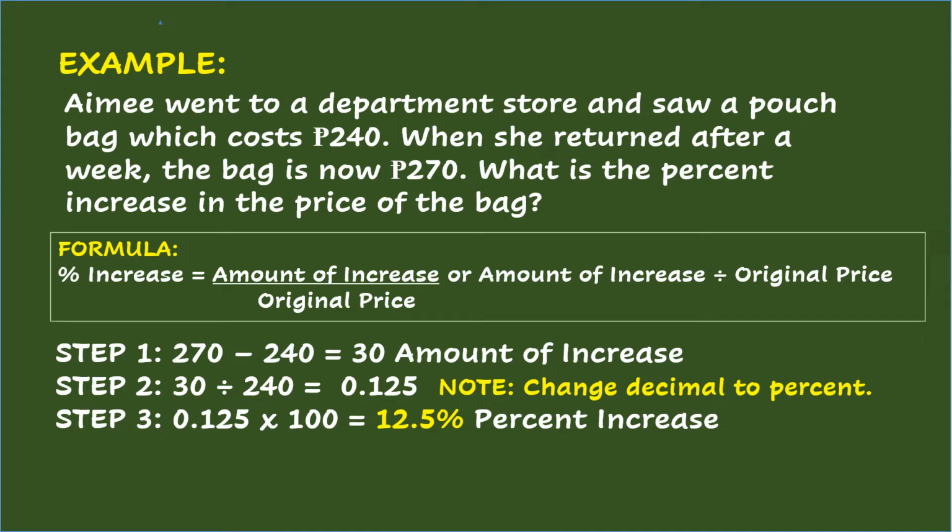Since you are getting the percent increase, take note that you have to change decimal to percent by multiplying the decimal by 100, or simply move the decimal point 2 places to the right and put the percent sign. So that's 125 thousandths times 100 equals 12.5%, and that is the percent increase.